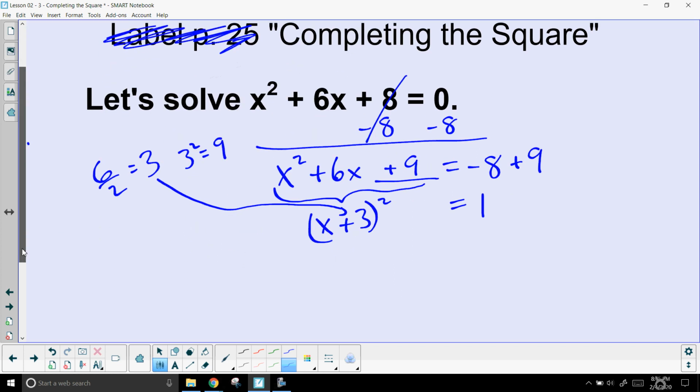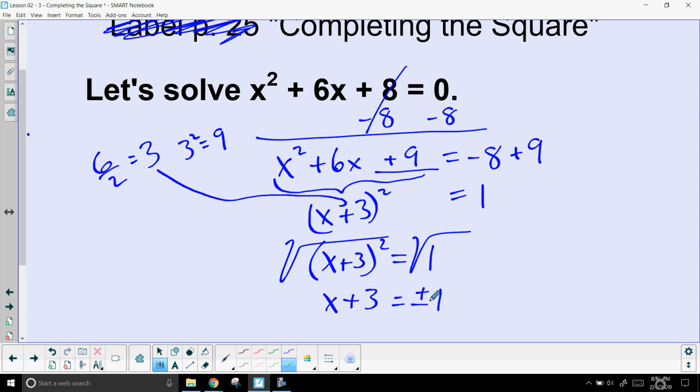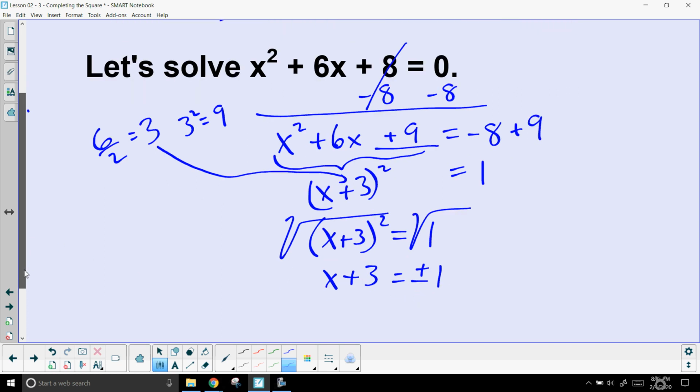So now that we have x plus 3, and that's being squared, and it equals 1, solve it like we've been taking the square roots. Take the square root. Then you have x plus 3. The square root of 1 is plus minus 1. Don't forget, we have to incorporate that plus minus idea. And then from here, we split it.